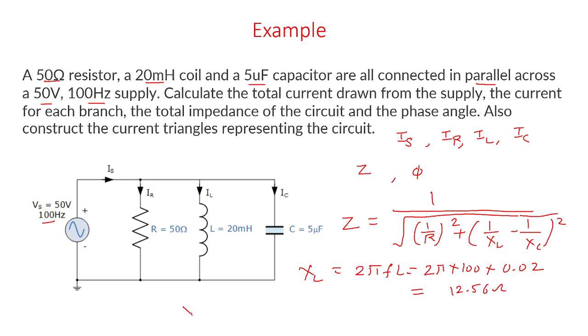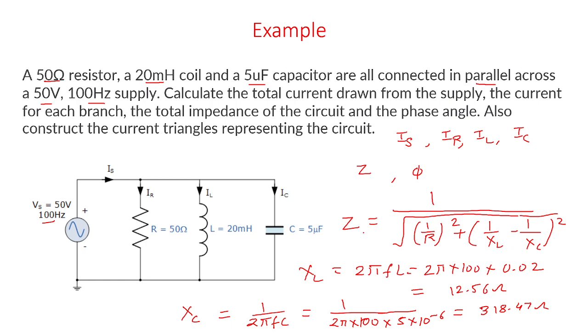Now we need to find XC, that is the capacitive reactance, which is 1 divided by 2 pi FC. So here 1 divided by 2 pi multiplied by 100 because the frequency is 100, and the capacitor is 5 microfarad, so it is 5 into 10 to the power minus 6. If we simplify it, we get the value of XC, that is 318.47 ohm. So this is the capacitive reactance. Now we know the value of the resistor, we know the value of XL, we know the value of XC.